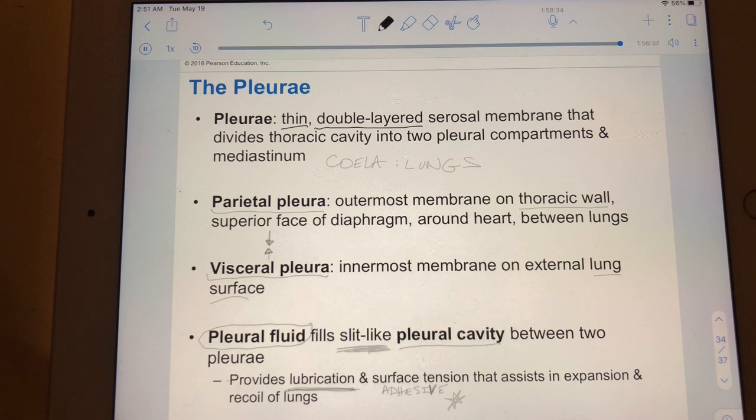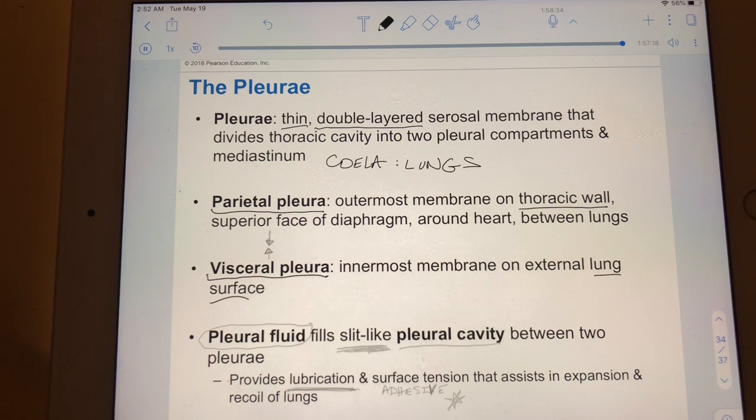And these pleurae are serosae, which I went over in the 242 survival kit, okay, that surround the lungs. The parietal pleura of a lung is closer to the thoracic wall, okay? The visceral pleura of a lung is actually in contact with the lung.